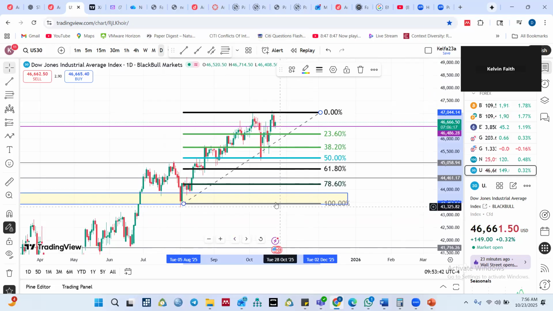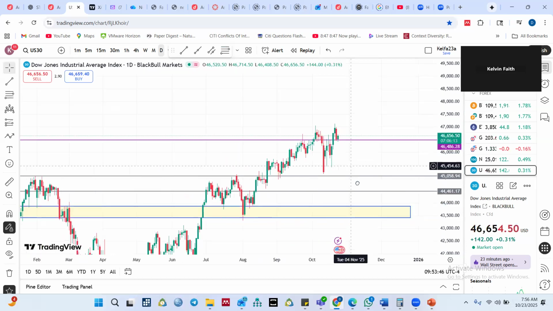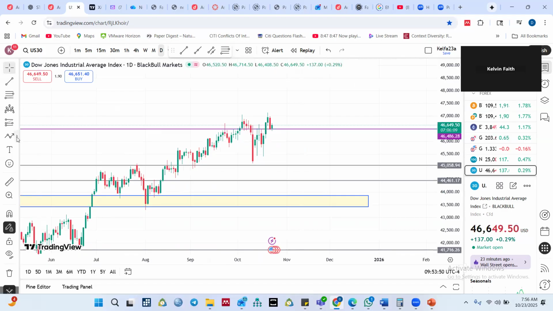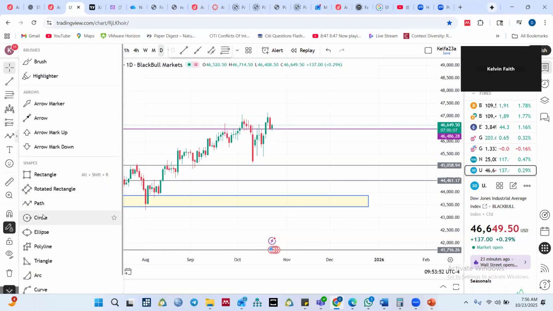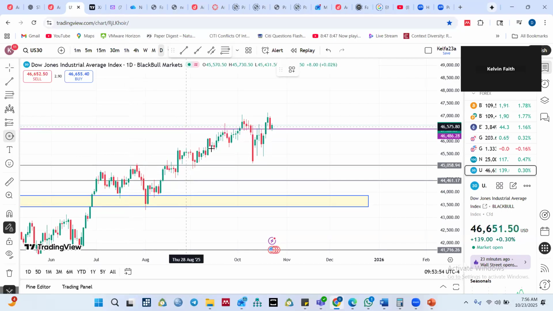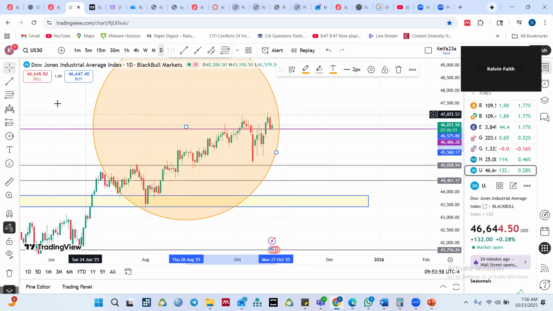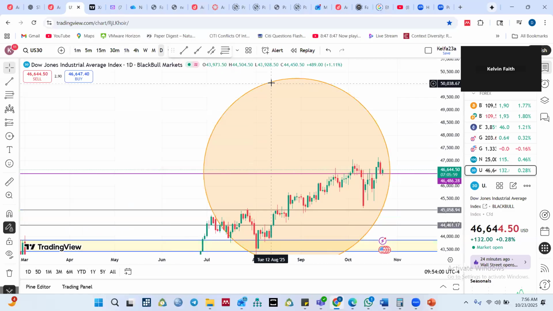We might have a pullback into this area. So with that said, let's move into this area. Let's see what is happening in this area, because this is our current area where we want to trade.